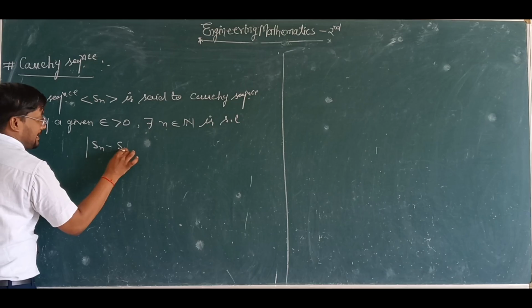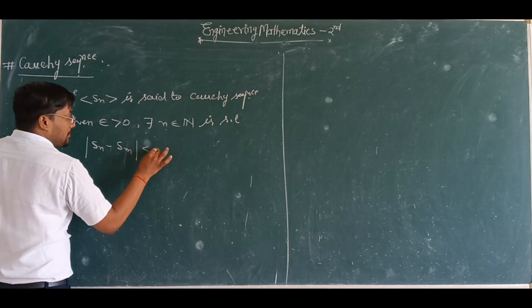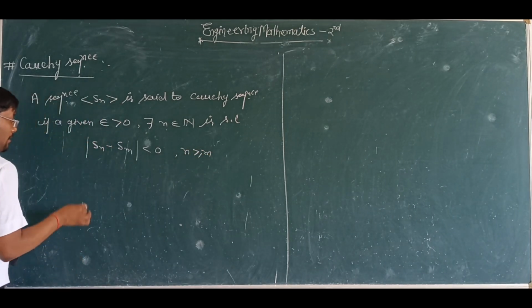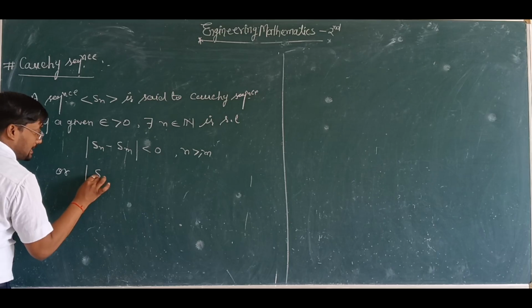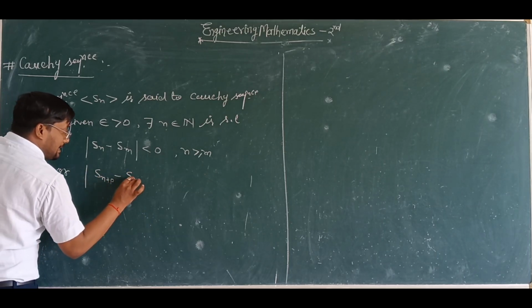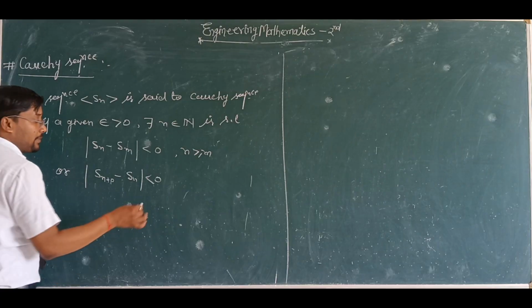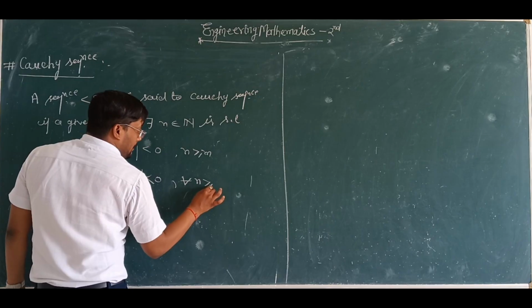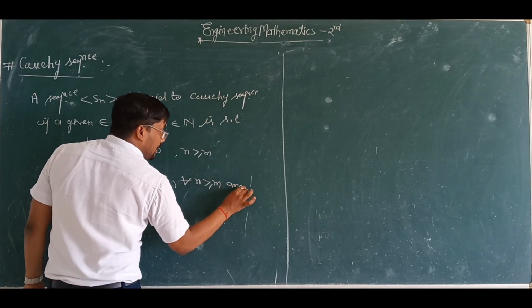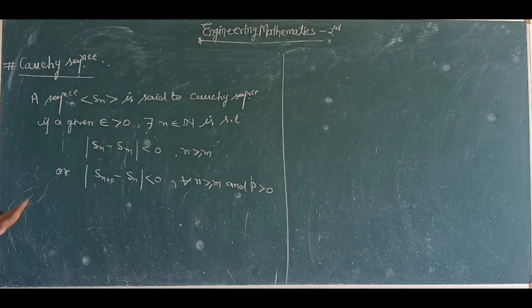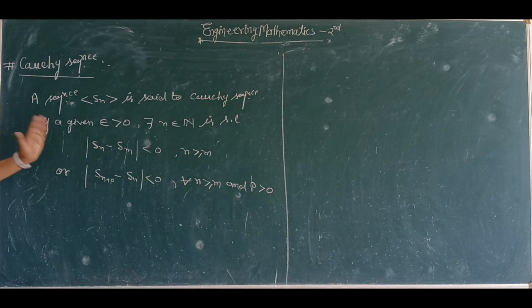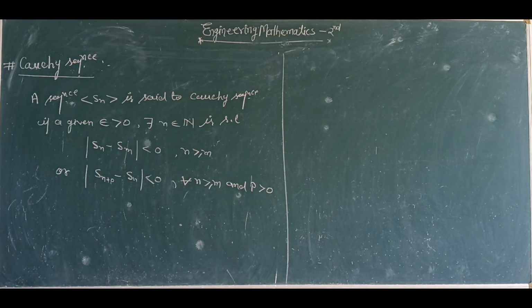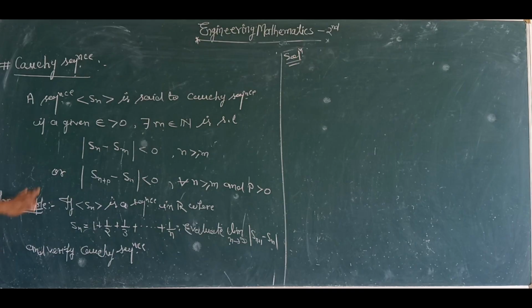Sn minus Sm is less than epsilon, for n, m greater than or equal to N. Or you can simply write mod Sn plus p minus Sn is less than epsilon, for all values of n belonging to N and p greater than 0. A sequence is said to be a Cauchy sequence if the following conditions are satisfied. Now, some numericals related to the Cauchy sequence.